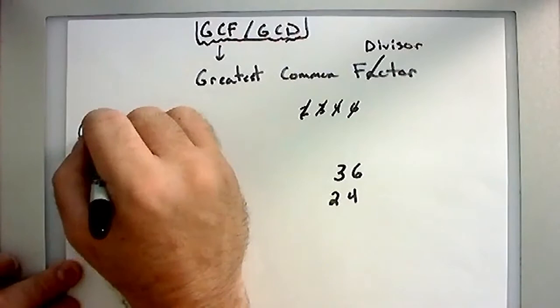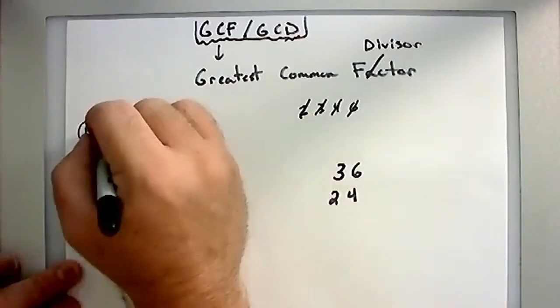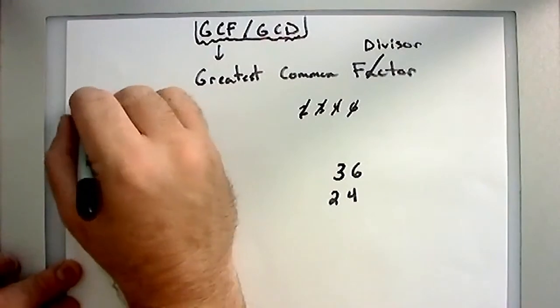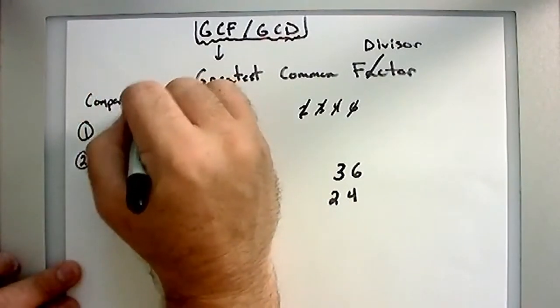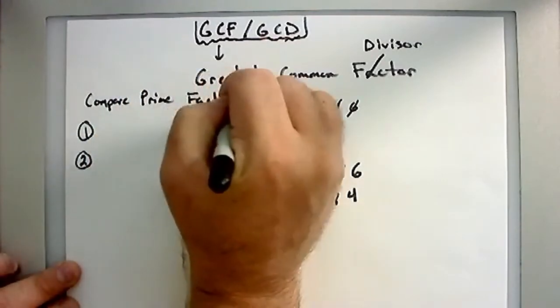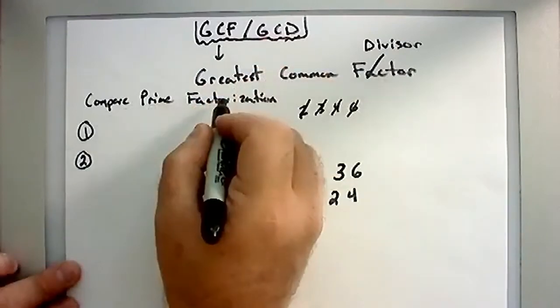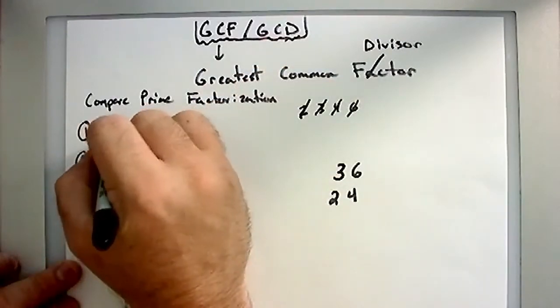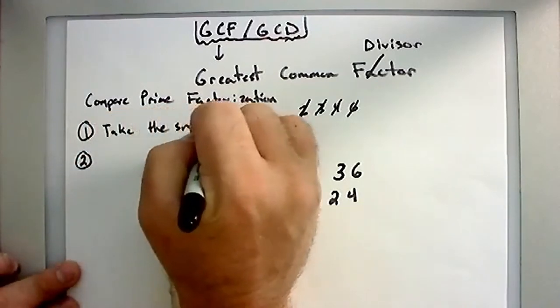The first rule is when you're doing the greatest common factor and you're comparing between 2 numbers, what we're going to do is compare prime factorizations. It's not really a step. That's just a prerequisite. Compare prime factorization, which is what? That's the tree things we were just doing, right? We're going to compare prime factorization, and we're going to take the smallest option.